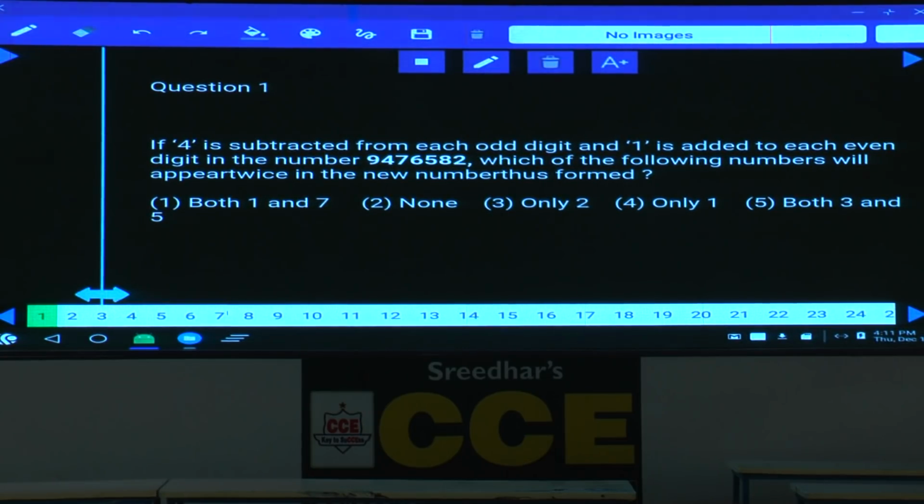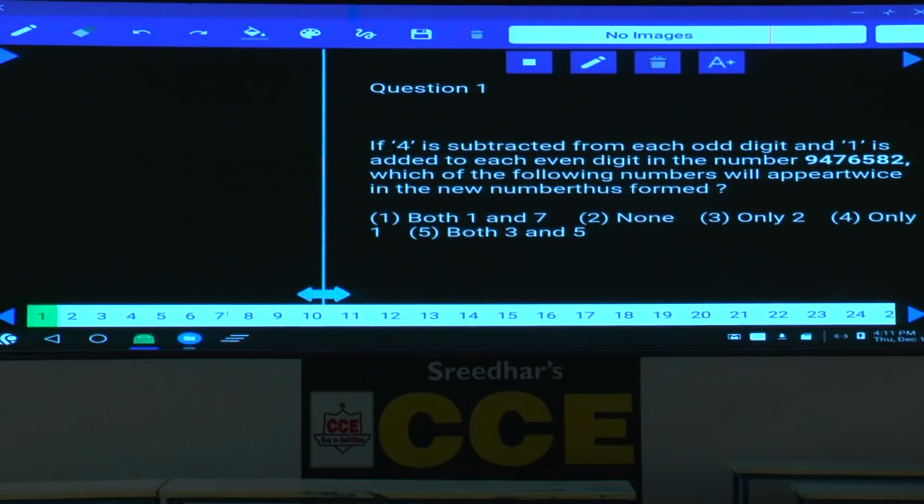This is paper number 49. Now in this paper number 49, question number 1, 49th paper, question number 1. Now tell me what is the information here.